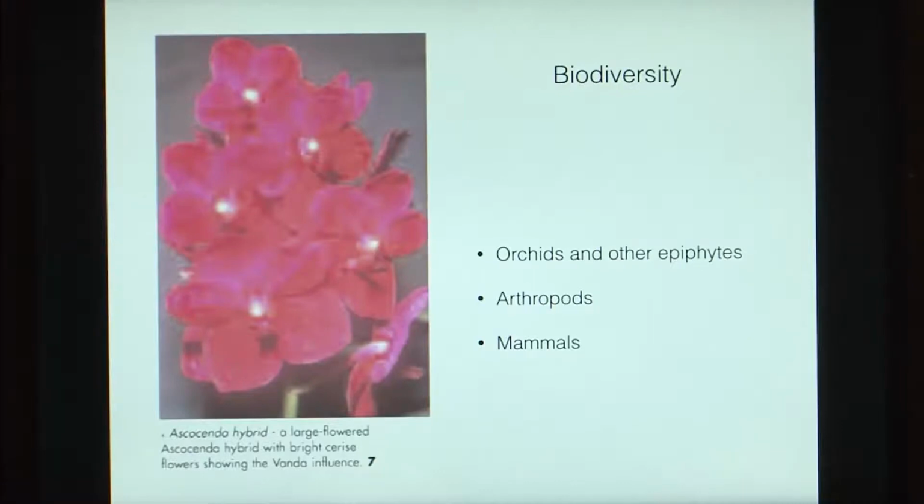Biodiversity, for instance, orchids and epiphytes, and biodiversity including arthropods, say insects. Arthropoda is a class of species that have jointed legs. Insects are the most common example. For instance, your canopy can be a storehouse for honeybees.